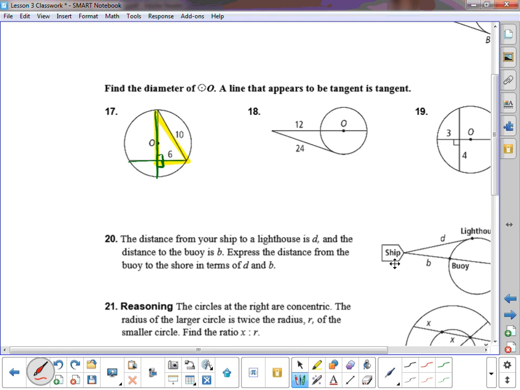Now, let's go ahead and call this whole thing here. What do you guys want to call it? X. Great. Go ahead and solve for x using Pythagorean theorem. I want everyone to solve for x right now.